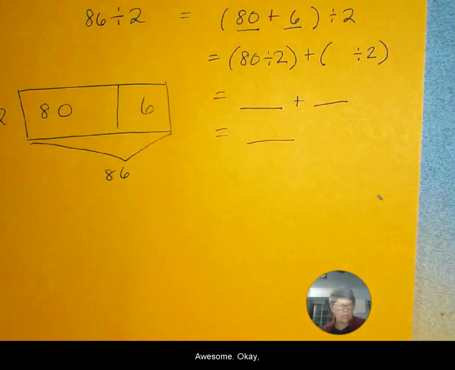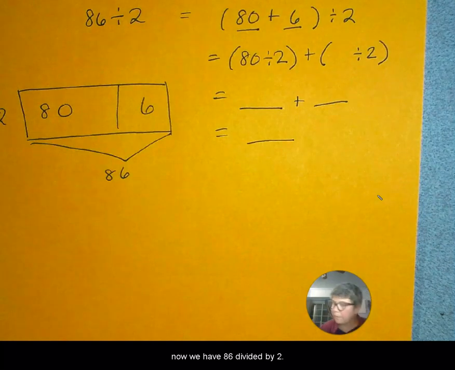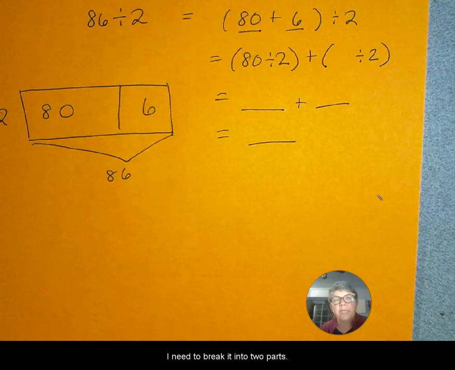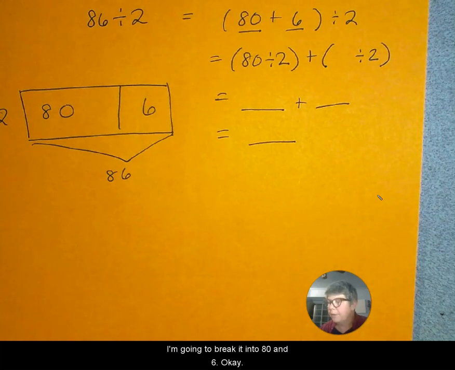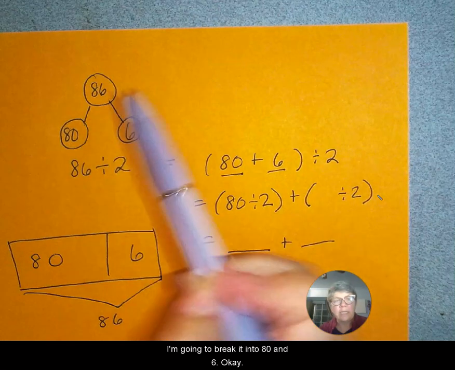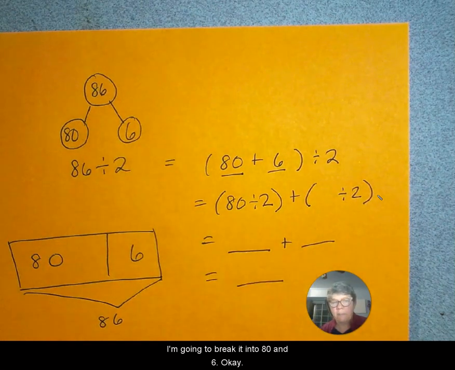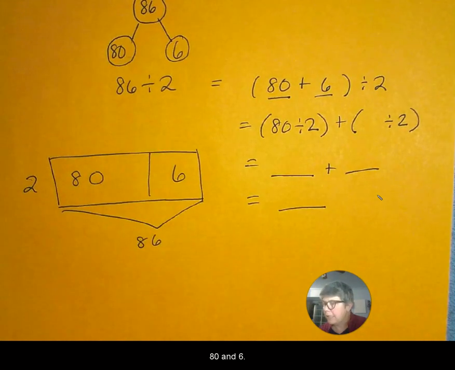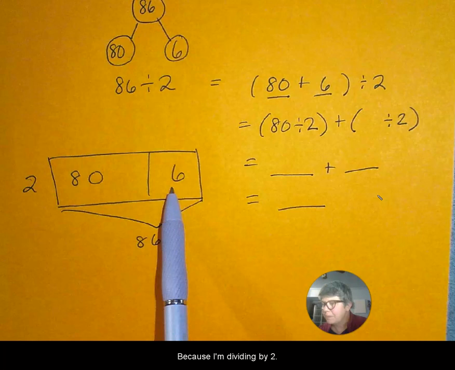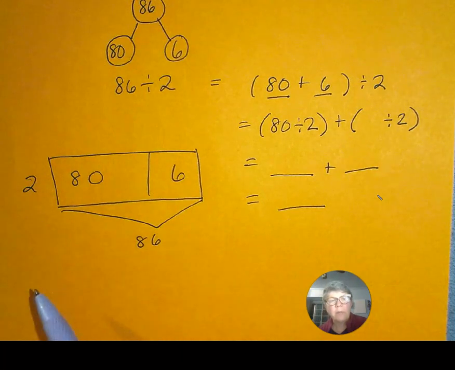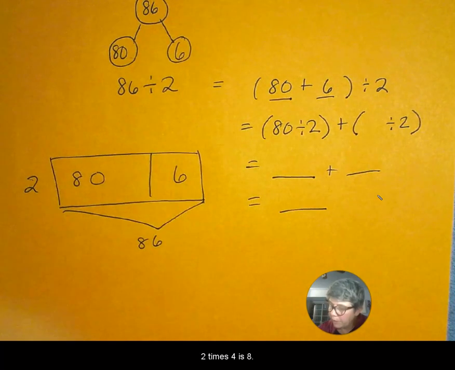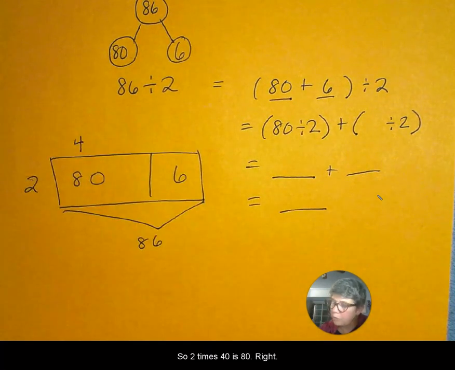Awesome. Okay, now we have 86 divided by 2. I need to break it into two parts. I'm going to break it into 80 and 6. Okay? And you see my area model here. 80 and 6. Because I'm dividing by 2, that makes sense, right? Because 8 divided by 2, 2 times 4 is 8. So 2 times 40 is 80, right?